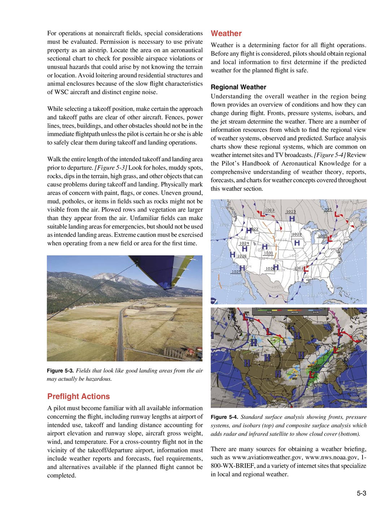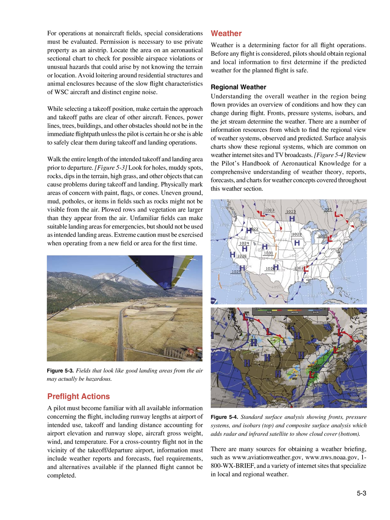Fences, power lines, trees, buildings, and other obstacles should not be in the immediate flight path unless the pilot is certain he or she is able to safely clear them during takeoff and landing operations. Walk the entire length of the intended takeoff and landing area prior to departure. Figure 5.3. Look for holes, muddy spots, rocks, dips in the terrain, high grass, and other objects that can cause problems during takeoff and landing. Physically mark areas of concern with paint, flags, or cones.